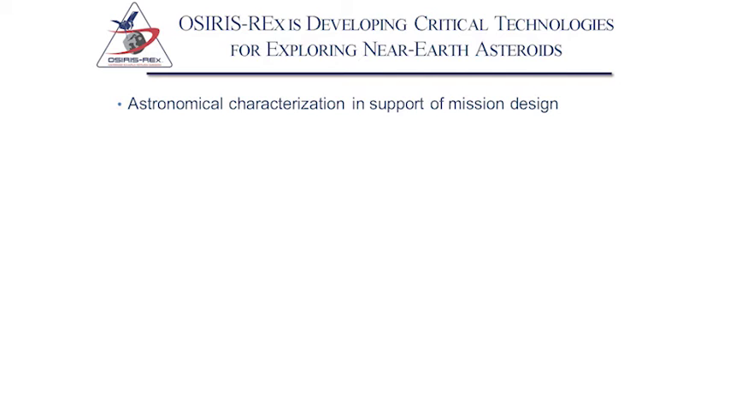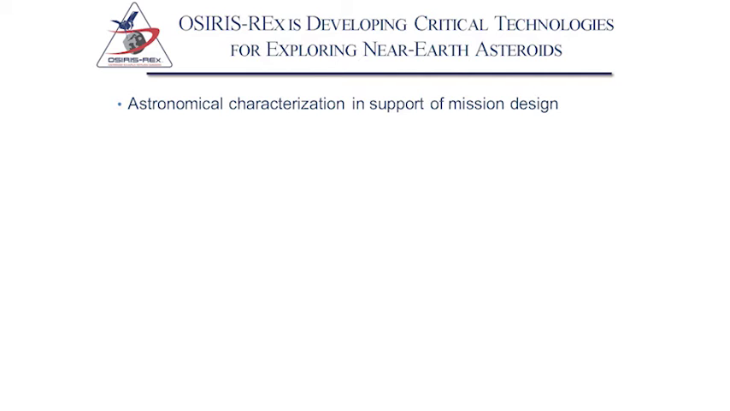We're using astronomical information to help us prepare the mission, but once we have the mission data, we'll be able to go back and say, how well did we do? And how does that influence what we think we know about other objects that we haven't visited?